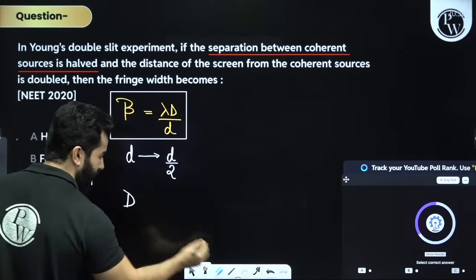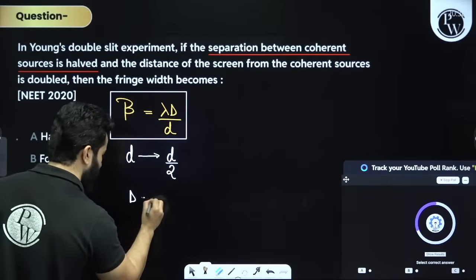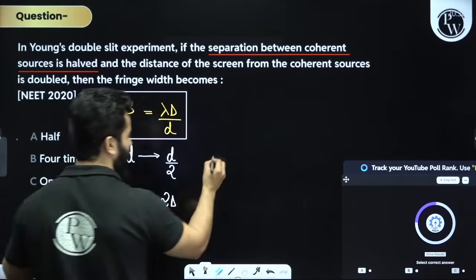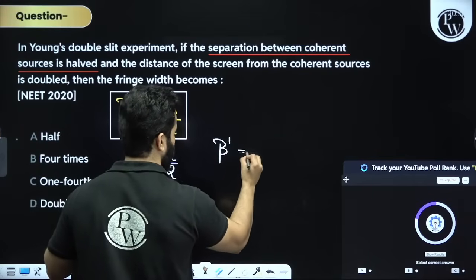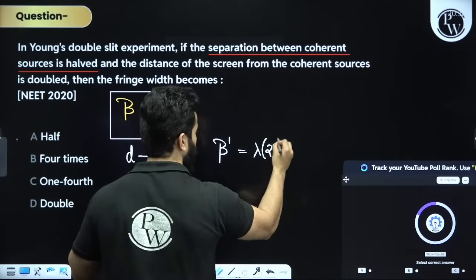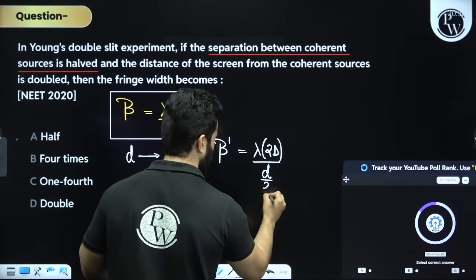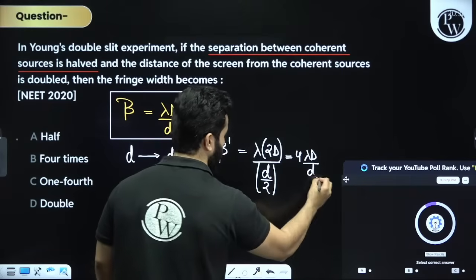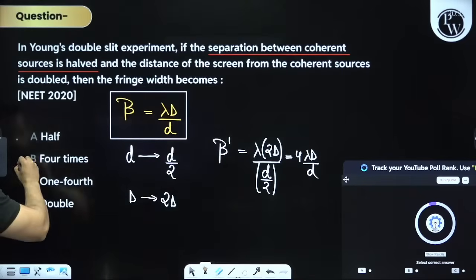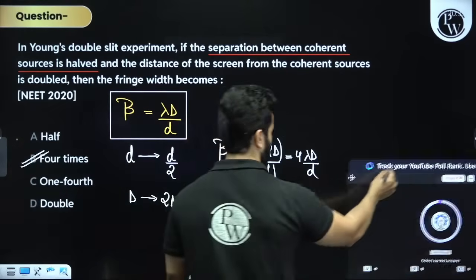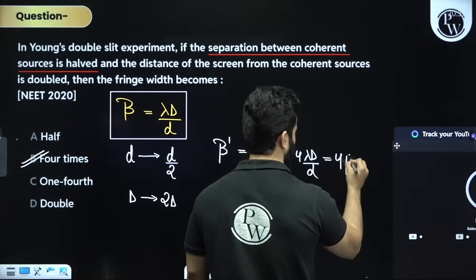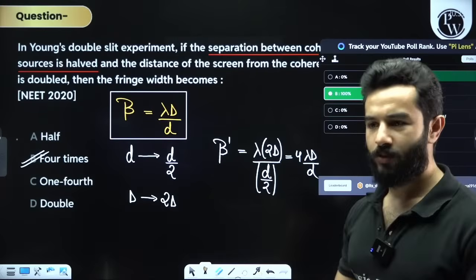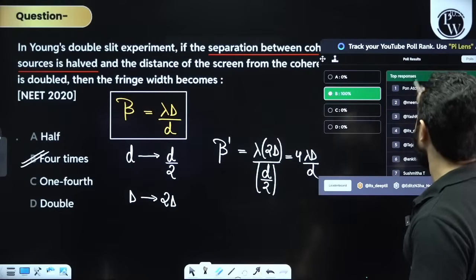That means capital D has been changed to 2d. It has been doubled. So your new beta will become, let's say beta dash, we are not changing lambda, so this will become 2d divided by d by 2. So this will become 4 lambda capital D divided by small d. 4 times of initial beta. That means option number B. Good here. Very good. Let's move on to the next one.